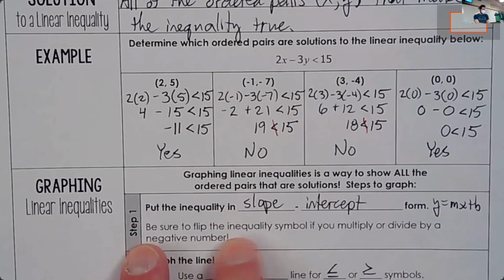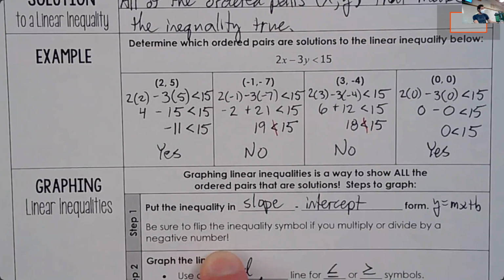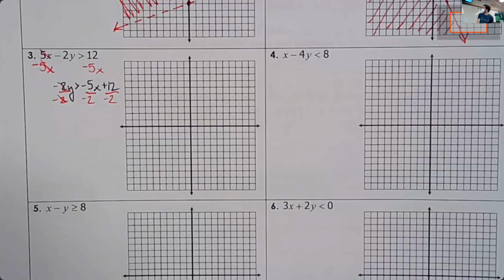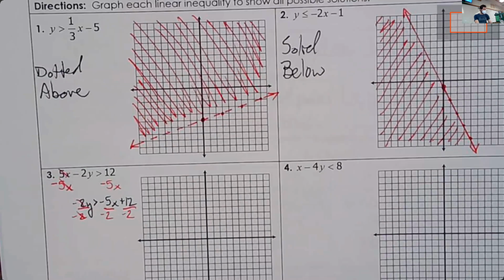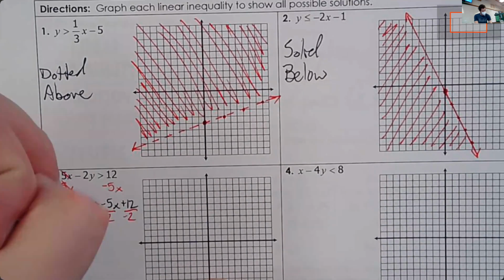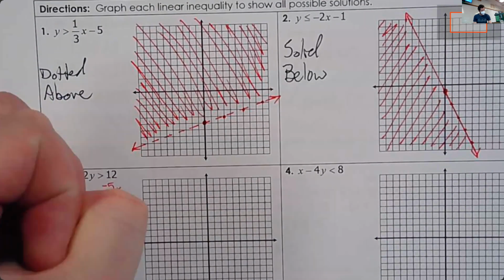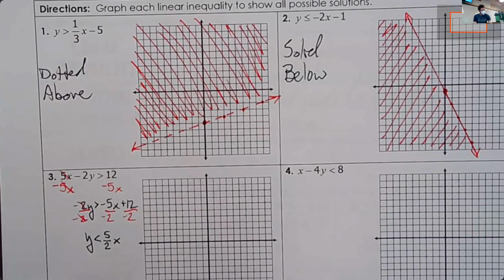But it says right here, be sure to flip the inequality symbol if you multiply or divide by a negative number. We are dividing by a negative number here. We're dividing by negative 2, which means that when we write our final inequality, it's not going to be greater than. We're going to flip it over, and it's going to be less than. So we're going to say y is less than, flip the symbol around, negative 5 over negative 2. The numbers don't reduce, but because they're both negative, we can make it just positive. So 5 over 2x. And then 12 divided by negative 2 is negative 6. So y is less than 5 over 2x minus 6.